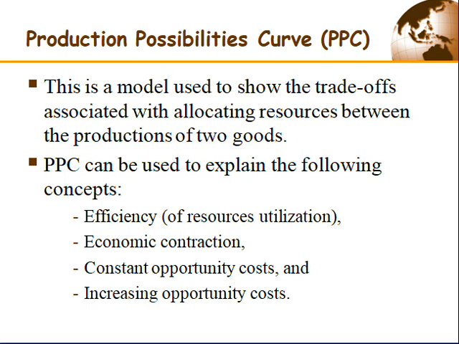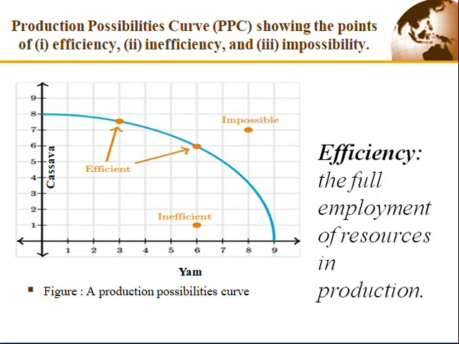It can be used to explain the concept of efficiency in terms of utilization of resources. It can be used to explain the concept of economic contraction. It can be used to explain the concept of opportunity costs, constant opportunity costs and increasing opportunity costs. And that's basically what we're going to look at in the next few minutes. All right, so let's look at this first one: the production possibility curve in terms of efficiency.